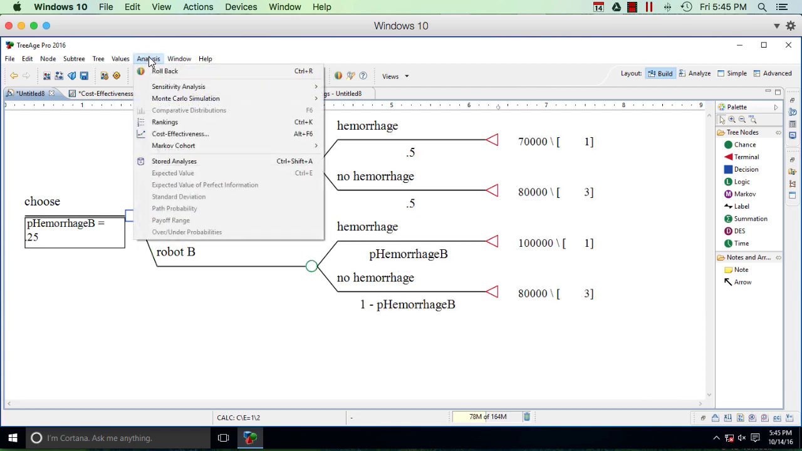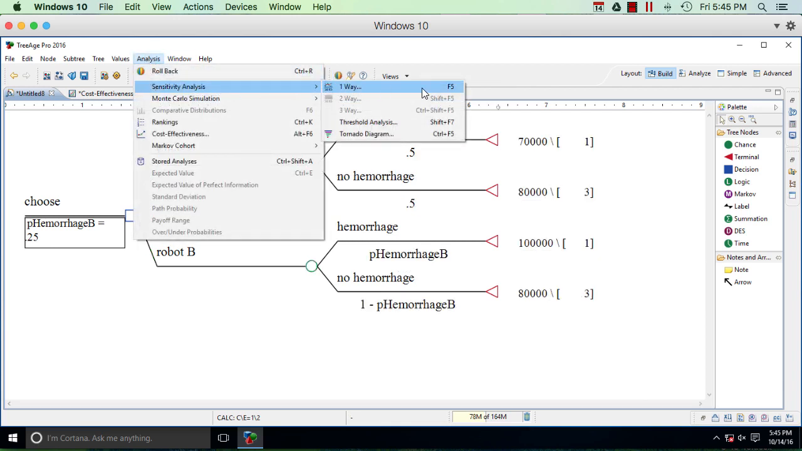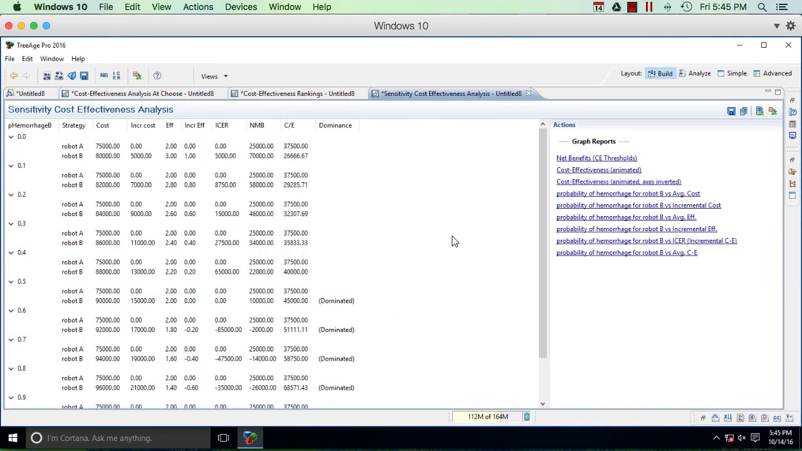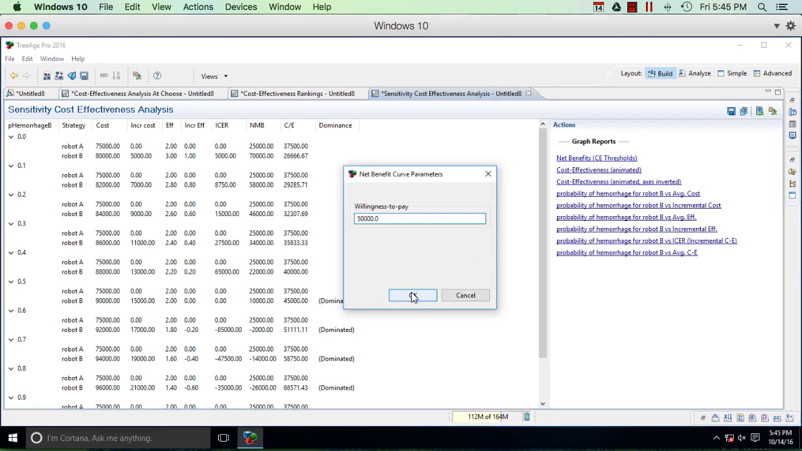Now undo that rollback just so it'll let us do a sensitivity analysis. You can see here we're going to define a range for probability hemorrhage B in intervals. So the probability of hemorrhage B, let's let it vary from 0 to 1, and then have 10 intervals. Here you can see the 10 intervals. What this is doing is showing you that slope of the supply curve for different values of P hemorrhage B, different probabilities of hemorrhage that could be associated with robot B. So now we have all these different ICERs.